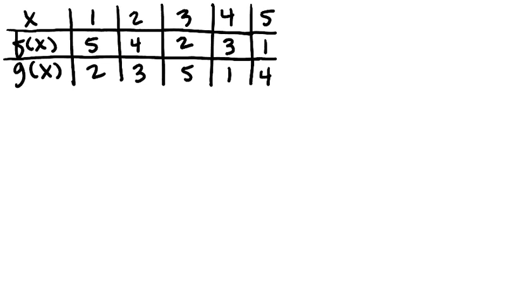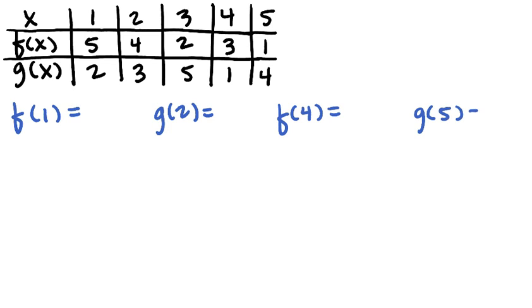Okay. So the first level of difficulty that we're going to see is just the direct lookup. Okay, so I'm going to say f of 1 equals what? g of 2 equals what? f of 4 equals something, and g of 5 equals what? Well, I'll do f of 1 for you. You go over here, you find 1 in the x direction, then you go down and you see what f is at x equals 1. So f of 1 equals 5. You try the other 3 and see if you're able to do those.